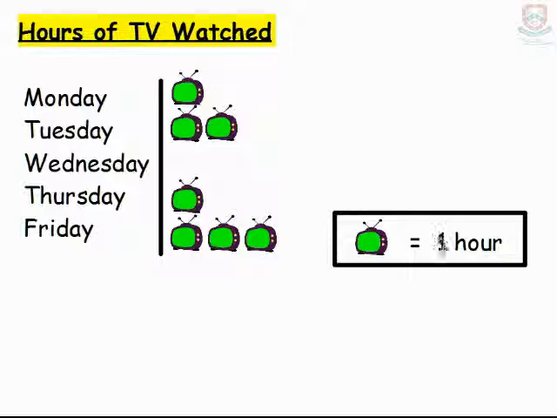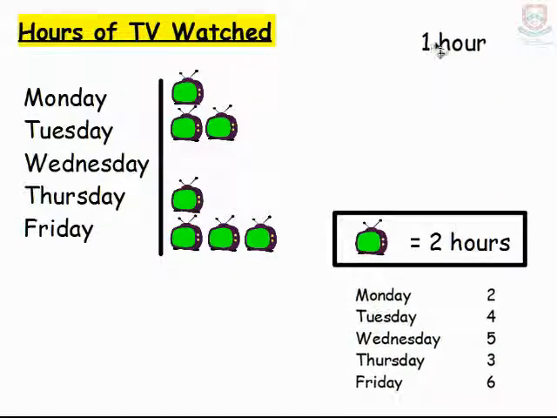But what happens if the key was a little bit different? We change the key to mean a TV screen is 2 hours. In this situation, the TV for Monday represents that 2 hours of TV was watched. If we compare this to the data it's supposed to represent, Monday, 2 hours, that's pretty good. Tuesday is supposed to be 4 hours. So each TV, that's 2, 4, gives us the 4 hours.